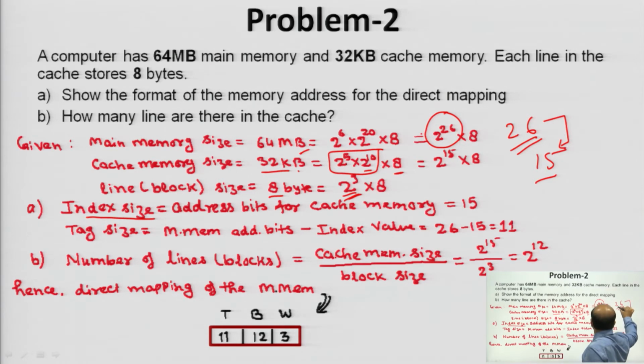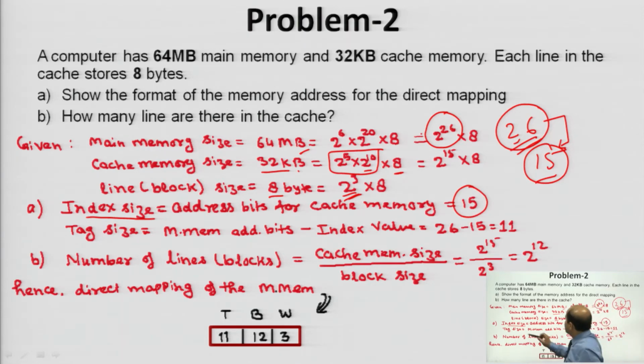Here 26 bits are required for the main memory address and 15 bits are required for the cache memory. So, index size is nothing but the address bits for the cache memory, that is 15. The remaining bits, main memory address minus index value, will become the tag size. So, tag size will be equal to 11 in this case.